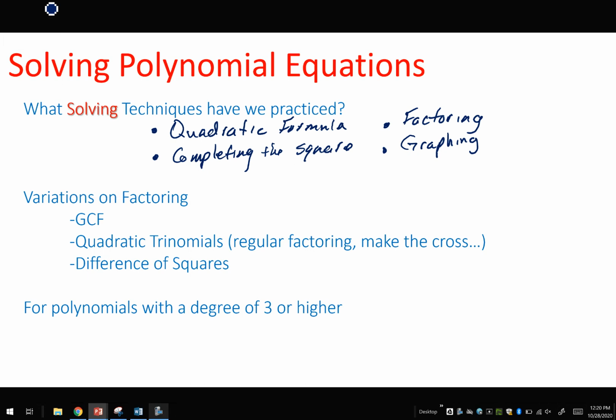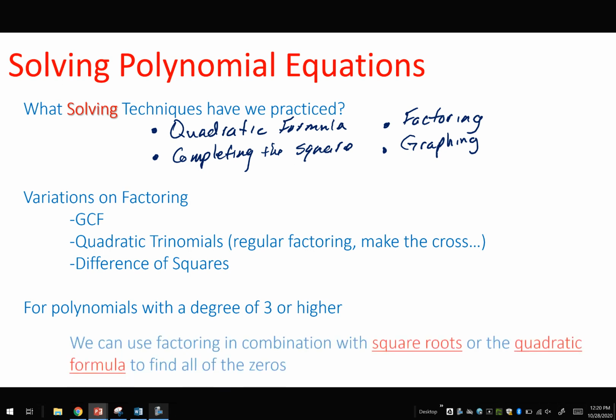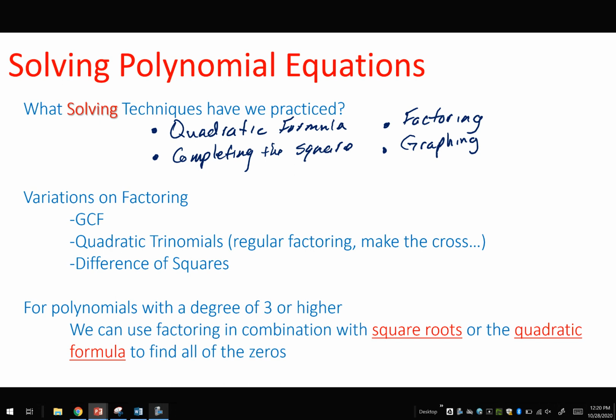Now, for today, we're going to start talking about polynomials with a degree 3 or higher. We spent all of chapter 4 looking at factoring quadratics, solving quadratics. But now we learned classifying new polynomials, working with these new degree polynomials, and we're going to focus on if it's a degree 3 or higher. To solve a degree 3 or higher polynomial, we can still use factoring, but now we're going to have factoring in combination with solving using square roots or the quadratic formula to find these zeros.